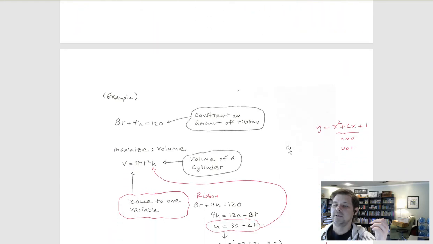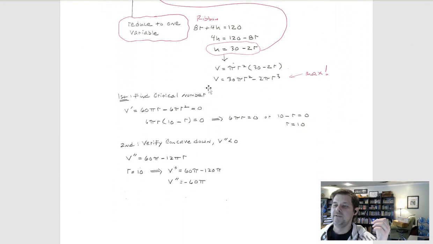So here goes. The derivative of this, v prime, 60 pi r. The derivative of 30 pi r squared, bringing that exponent of 2 down makes me a 60 pi r, minus, okay, 2 pi r to the third power, bringing that exponent down front makes 6 pi r squared. I solve that for 0. This is my derivative equal to 0.